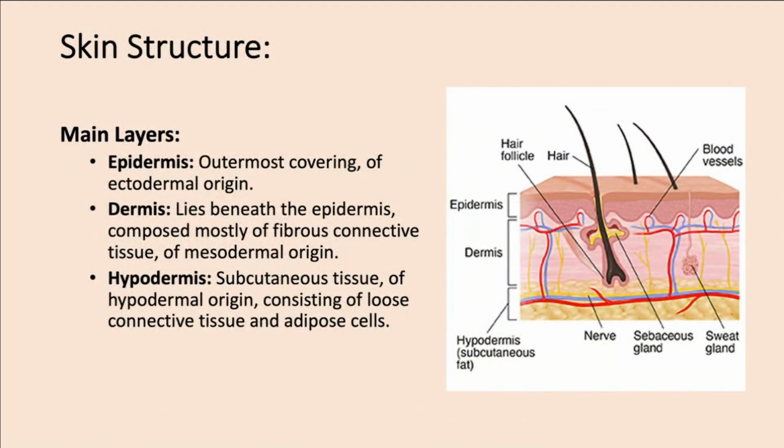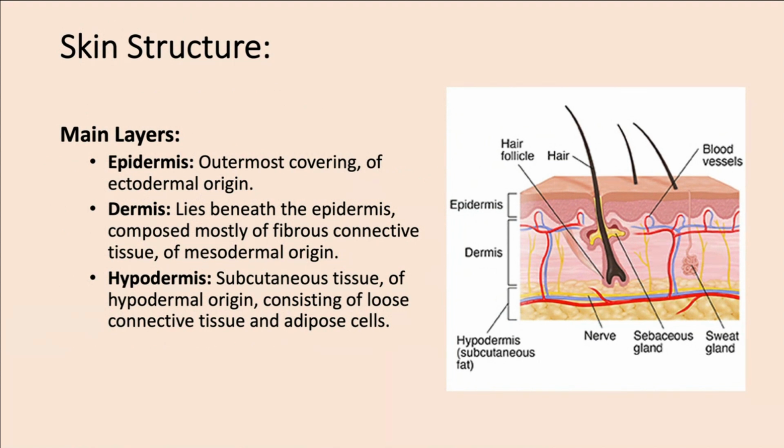Okay, so what is the structure now of the skin? This is important to note also. There are three main layers that you need to know. We have the epidermis, which is the outermost layer, then the dermis, which is right underneath it, then the hypodermis, which is the layer that's all the way at the bottom.